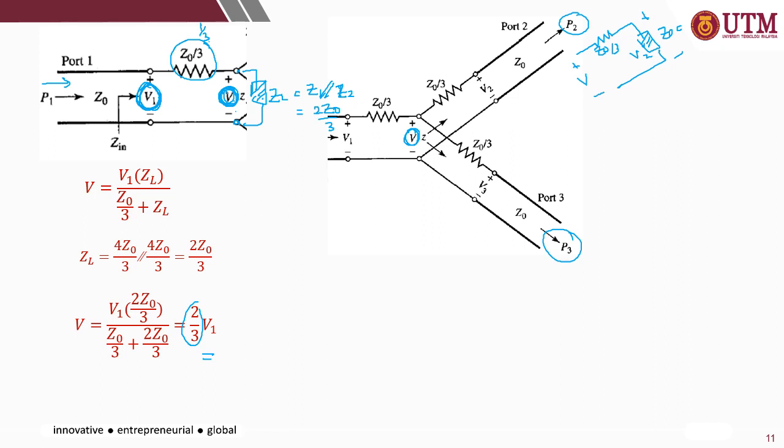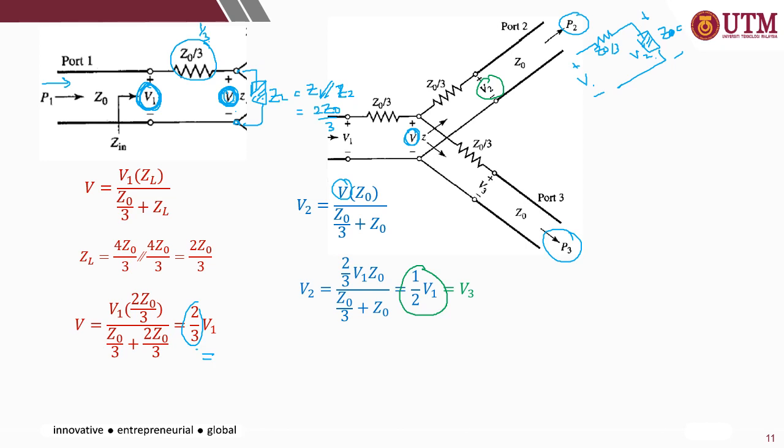So again, you can use the voltage divider. V2 is equal to V multiplied with Z0, in this case at port 2, divided by the total impedance. So what is V? V from the earlier calculation is equal to 2 over 3 V1. Therefore V2 is equal to half V1. Okay, so from 2/3 at this point, and V1 supposedly 100%, another half is delivered to port 2, and the same goes to port 3, because both have the same total impedance. So the power is divided equally to both port 2 and port 3.